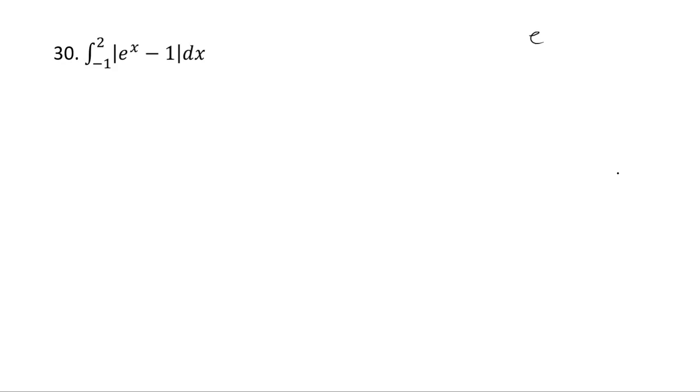e to the x minus 1. How does the graph of this function look? It's e to the x shifted down by 1. So there's a horizontal asymptote here, right? That y is minus 1, right? And then it crosses the y-axis at x equals 0, so something like this.